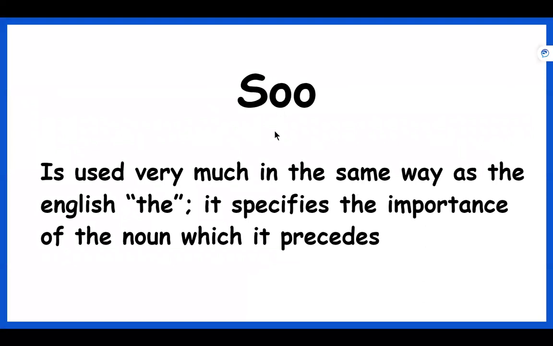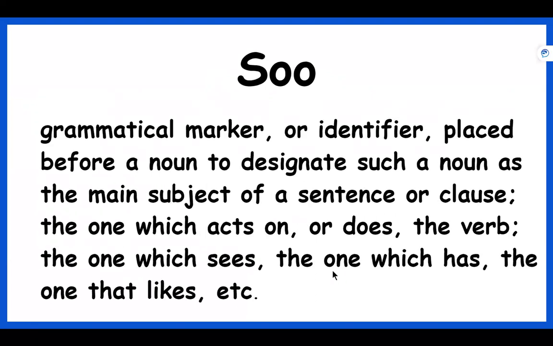We've got this word, su, and it's used very much in the same way as the English "the." It specifies the importance of the noun which it precedes. But it's also a grammatical marker or identifier placed before a noun to designate such a noun as the main subject of a sentence or clause, the one that acts on or does the verb, the one which sees, the one which has, the one that likes, etc.